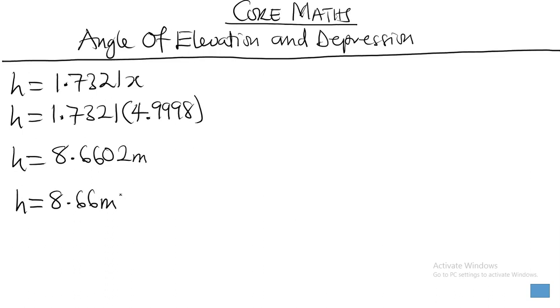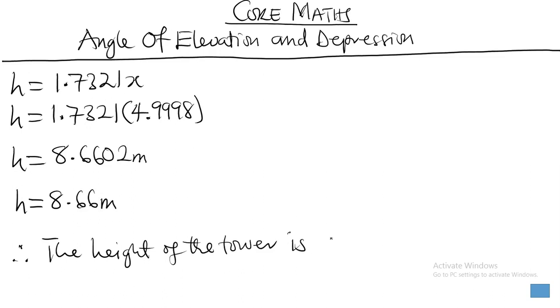Students, this is the answer to the I. We are not done. We have to look for the II. So let's conclude. Therefore, the height of the tower is 8.66 meters. Good. So now let's look at the II.